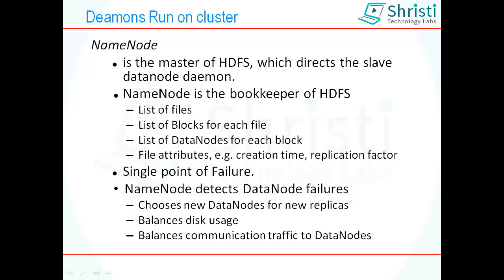Same thing, we can skip this. So the name node, it's the master we discussed earlier. It has the metadata about the list of files, blocks, the data nodes where they are stored, and attributes. All those things are part of the name node. It's a single point of failure, we discussed.